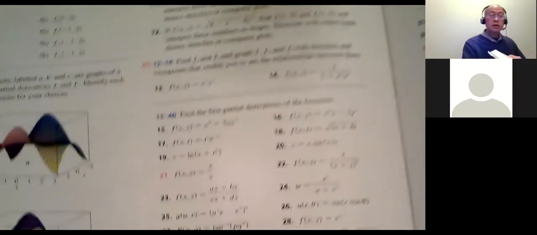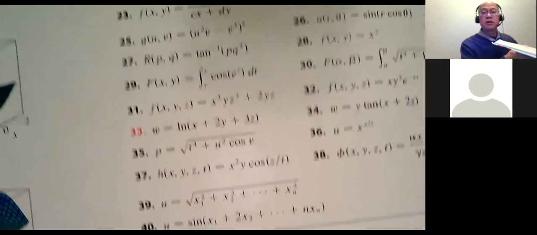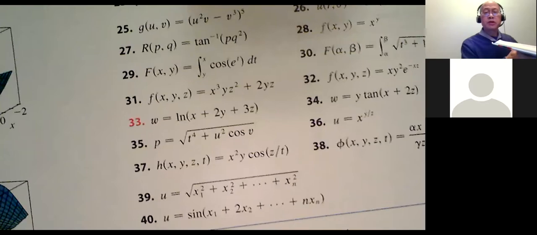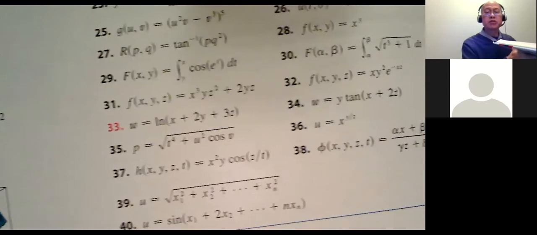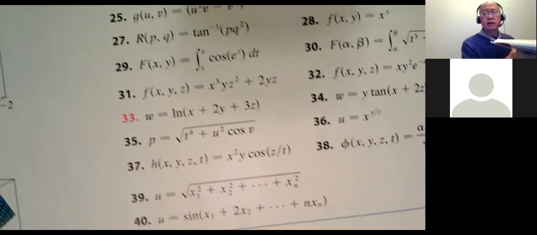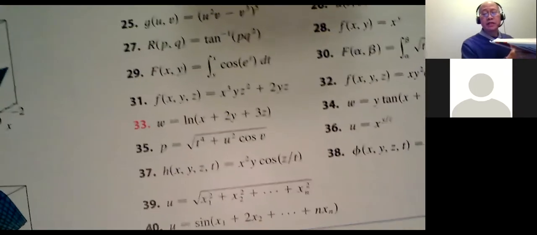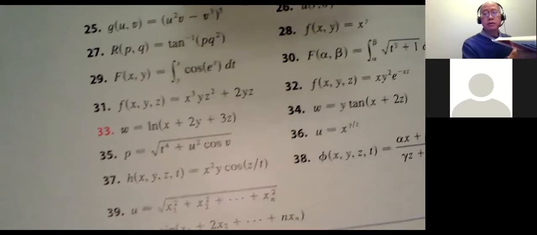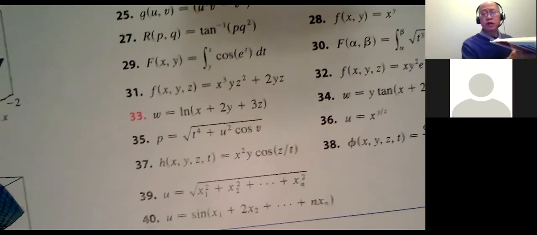Okay, 39 is actually easier than you might think. 39: u equals the square root of x1 squared plus x2 squared plus dot dot dot plus xn squared. You don't even know how big n is, but it doesn't really matter. You just do one of them, and once you do one of them, you get the hang of all of them, essentially.